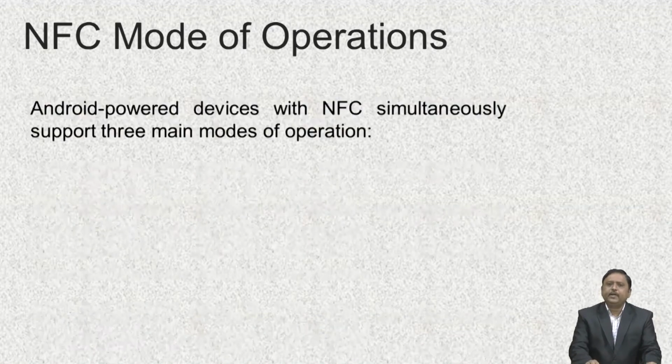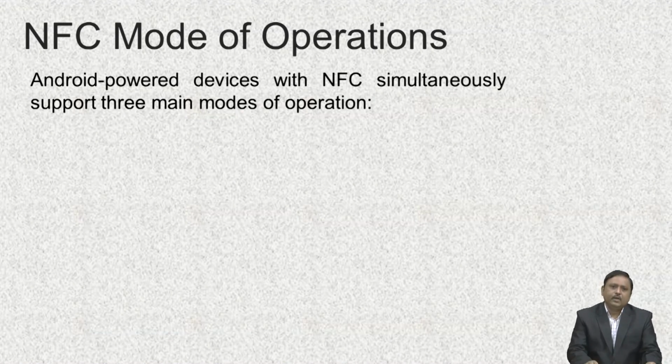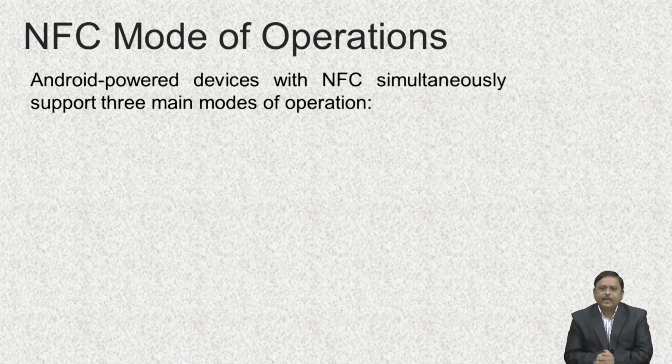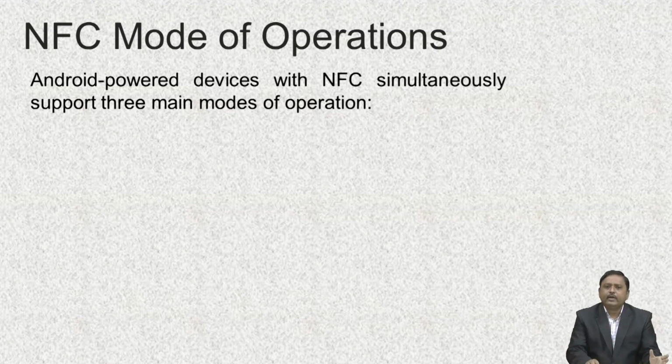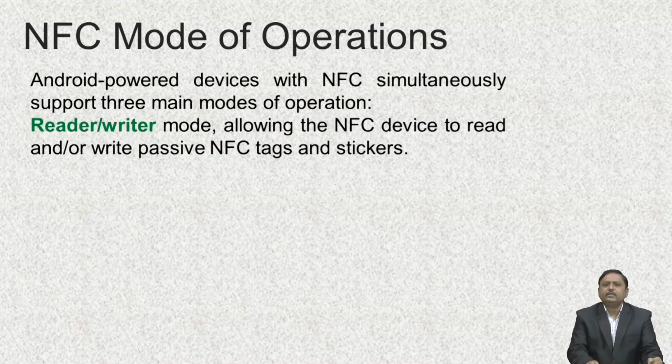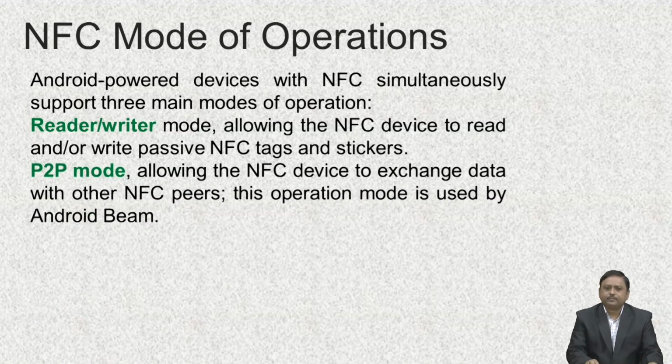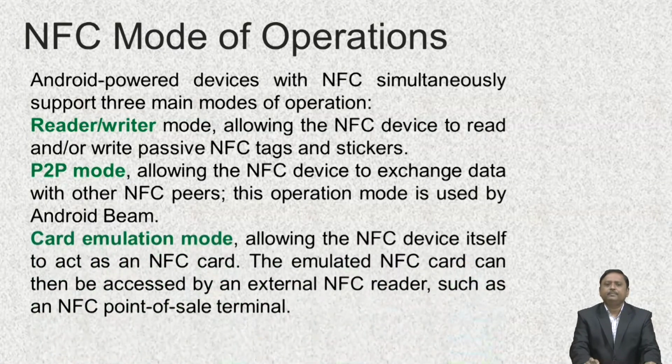Now NFC provides 3 modes of operation. So an Android powered device with NFC simultaneously supports 3 main modes of operation. First is called reader writer mode, which allows the NFC device to read and or write passive NFC tags and stickers. The second mode is called P2P mode, which allows the NFC device to exchange data with other NFC peers. This operation mode is used by Android Beam.